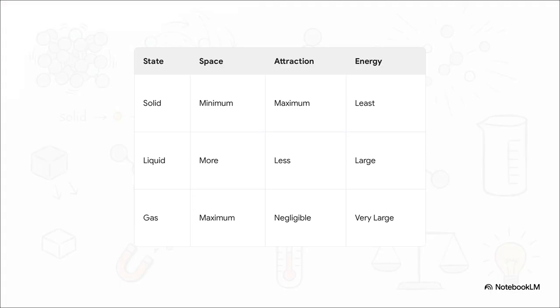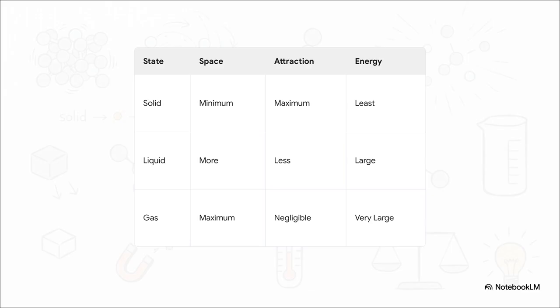So when you put those three microscopic rules together, the macro world makes total sense. In a solid, you've got minimum space, maximum attraction, and the least amount of kinetic energy. The particles are literally locked into place by their own mutual attraction. But jump over to the gases: maximum space, negligible attraction, and very large kinetic energy. The particles have so much energy they've completely broken free of each other and are just bouncing off the walls.